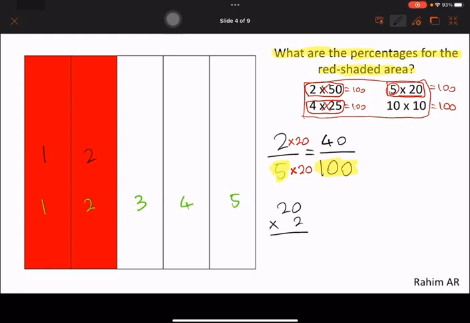Okay? So now, 0 times 2. Remember, any number times 0 will equal 0. The answer is 0. Next, go to the next place value. 2 times 2 equals 4. Now, the answer is 40. Okay? Now, since the denominator is 100, we can directly write down the numerator as our answer, 40%. Okay? I hope you guys still can follow me.